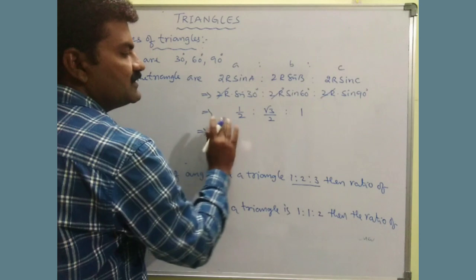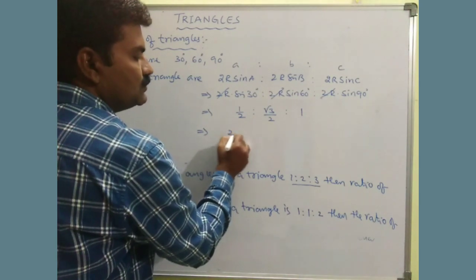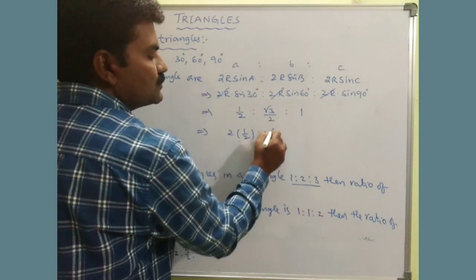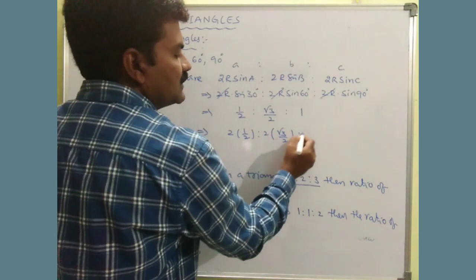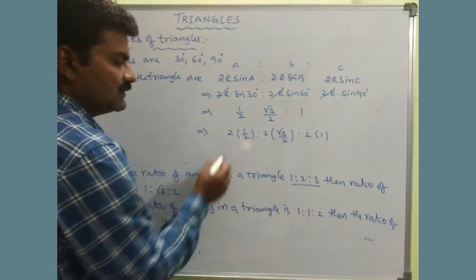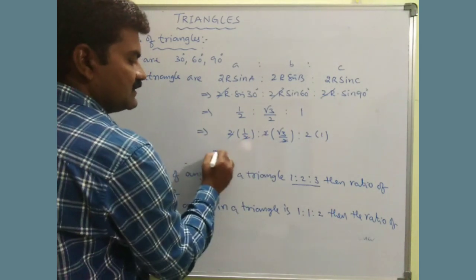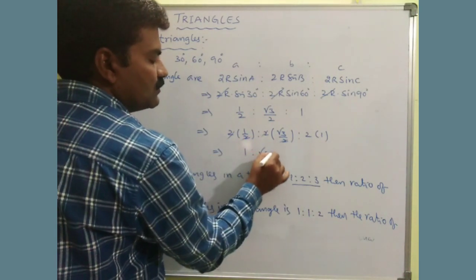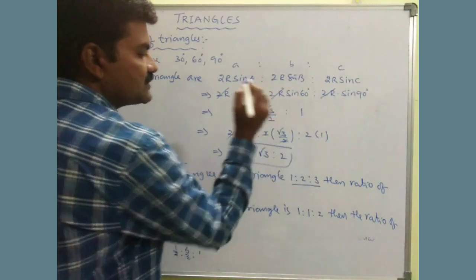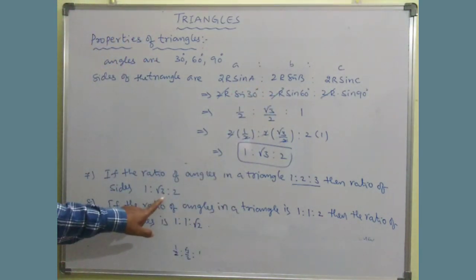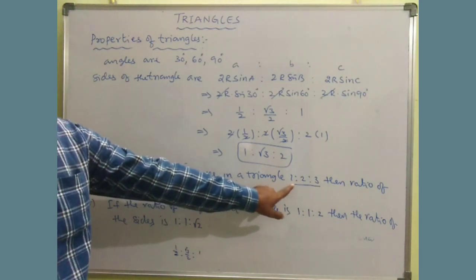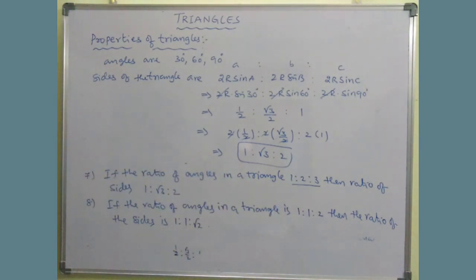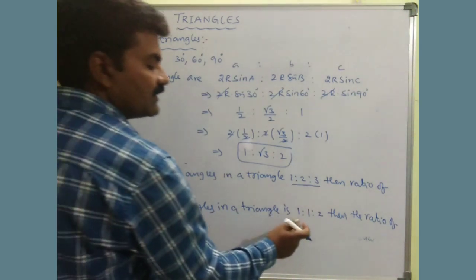So if you multiply by 2 on all sides, 2 into 1/2 is to 2 into √3/2 is to 2 into 1. Now the 2 gets cancelled. Therefore the ratio is 1:√3:2. That is what I said, that if the angles are in the ratio 1:2:3, then the ratio of the sides is 1:√3:2.